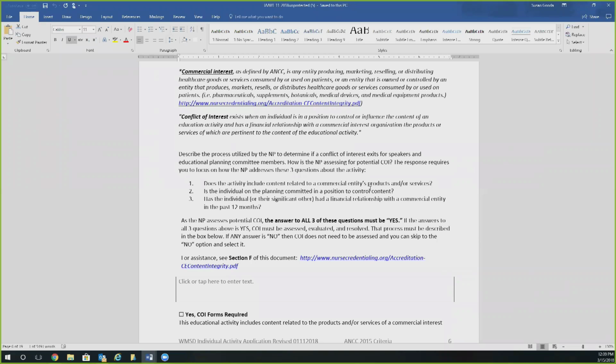And there's a number of ways you can resolve the conflict. You can take that person off of the planning committee, off of the speaking engagement. You can modify their presentation in some way so that they are not presenting the information about those services. They are spelled out on the conflict of interest forms. And so if you have a conflict of interest, you need to go to that form and resolve the conflict, because you cannot offer CNE credit for any activity that has a conflict of interest or any presentation of that activity that has a conflict of interest.